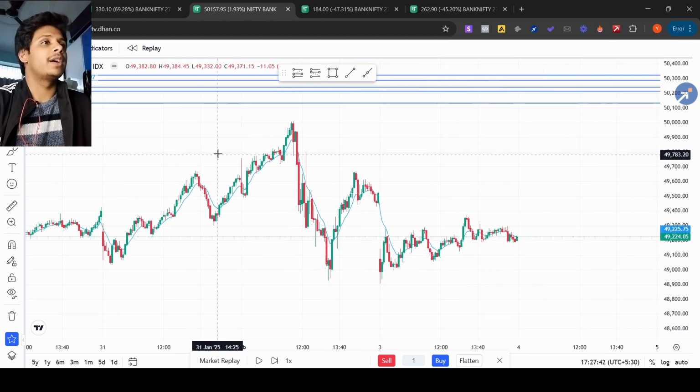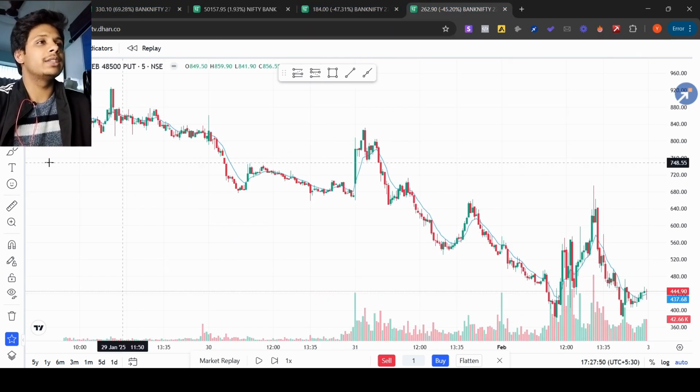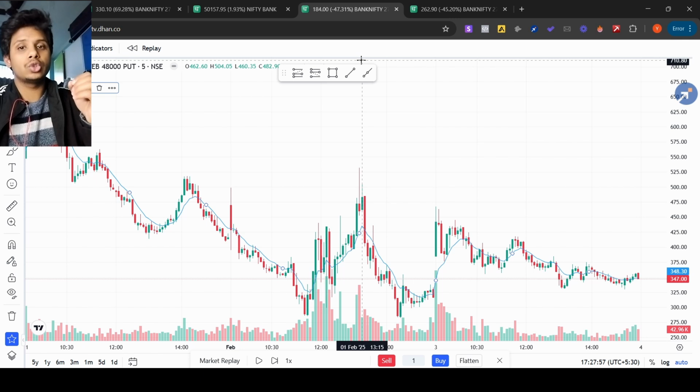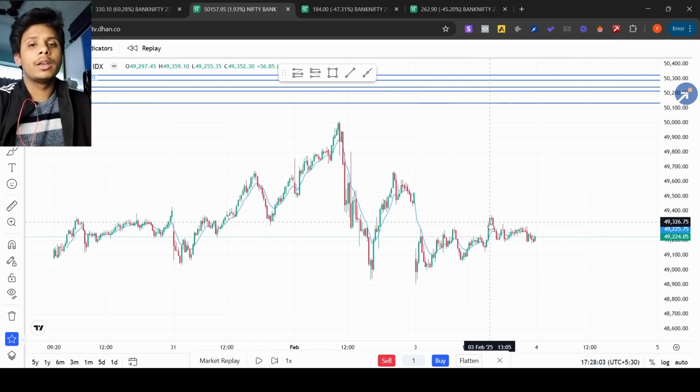Okay, so here I have opened three charts as usual. The first is the index chart, the second is the call chart, and the third is the put chart. I have another chart open and it's just a different put chart, so that I can show you what exactly I have done to take on a trade. Okay, so as usual my strategy is 9 EMA breakout.